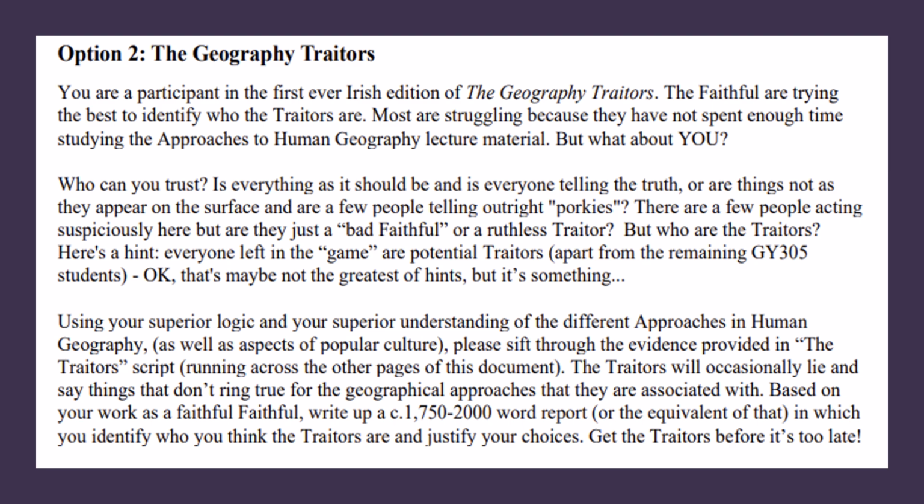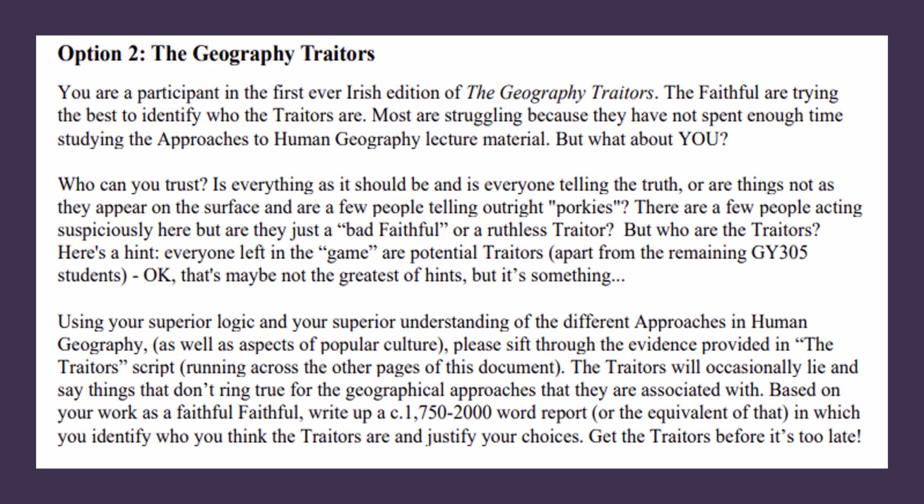Yeah, any of the remaining GY305 students left in the game, they're all faithful, so don't worry about them. If you're one of those characters, it's okay, you're good, you're faithful. Unless, of course, you were Andrew, but sorry about that. Anyway, look at the remaining other geographers. So look at them. What are they saying? What are they doing? Are they showing traitor-like behavior? Are you deciphering, based on your knowledge of their approach, that they're telling lies? They're saying or doing things you would not expect. In which case, I think you should think about outing them as a potential traitor.